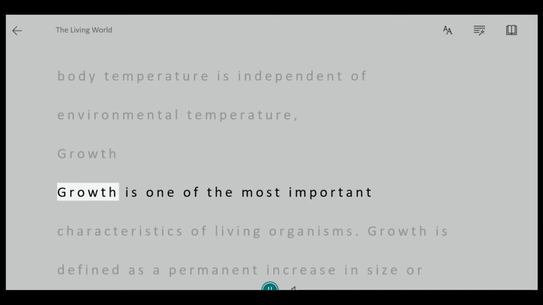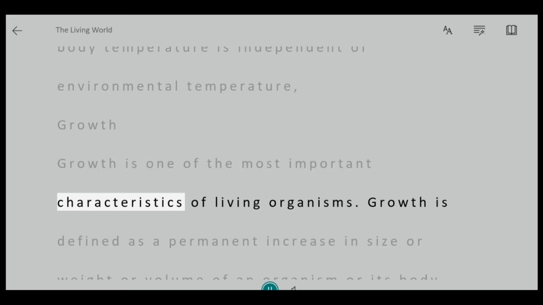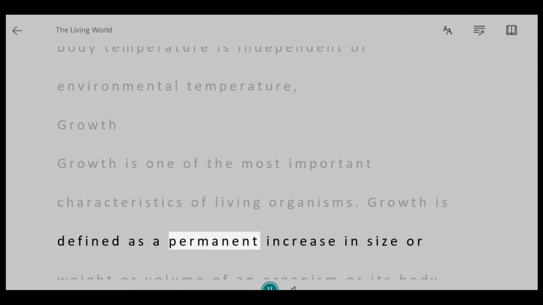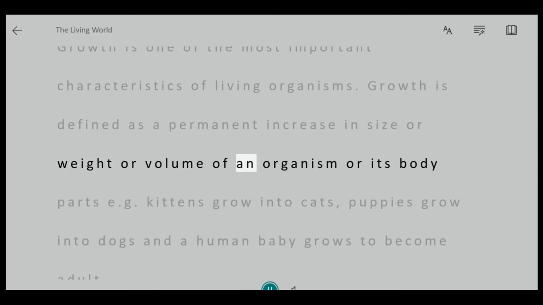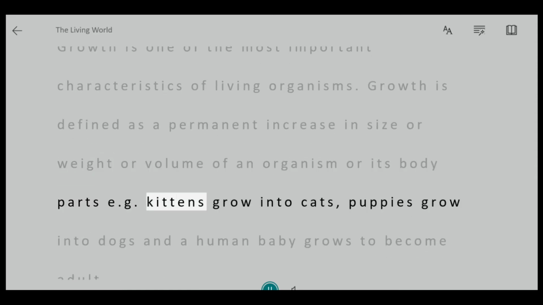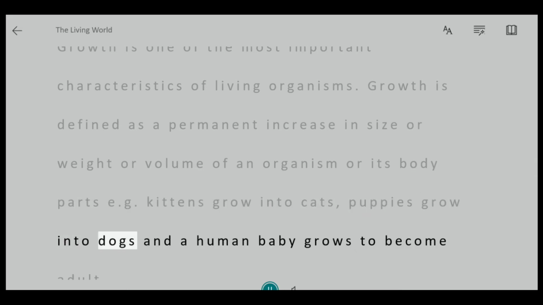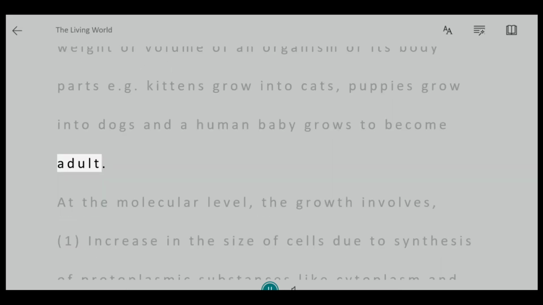Growth. Growth is one of the most important characteristics of living organisms. Growth is defined as a permanent increase in size or weight or volume of an organism or its body parts, e.g. kittens grow into cats, puppies grow into dogs, and a human baby grows to become adult.